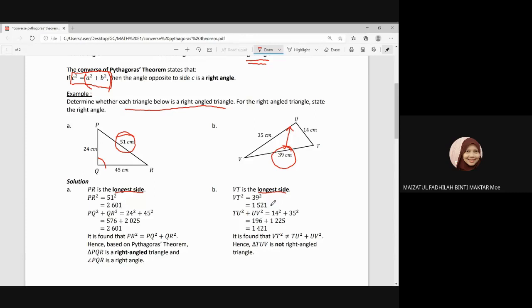Alright, very important. Just remember, you must use the formula. Okay, if you do not use the formula, you will make a mistake. Alright, so don't worry.